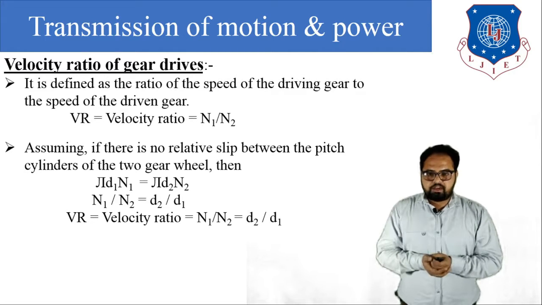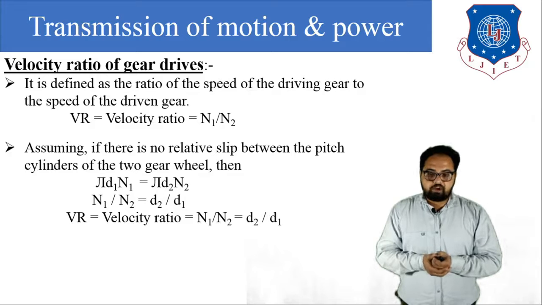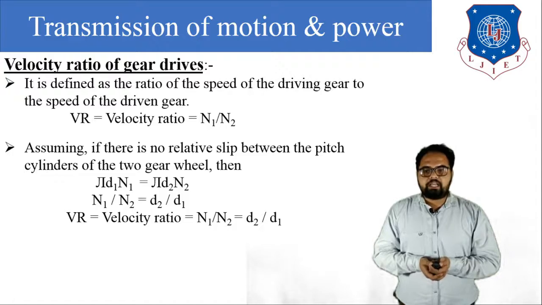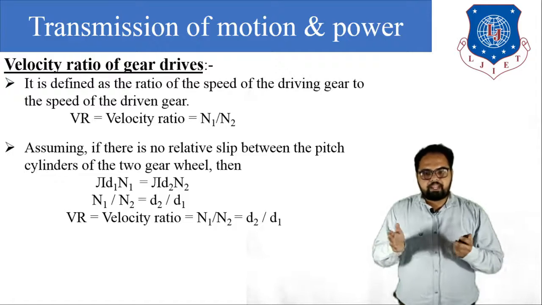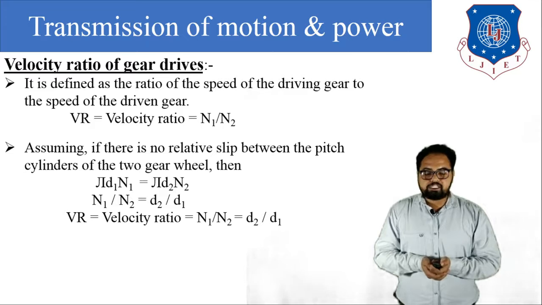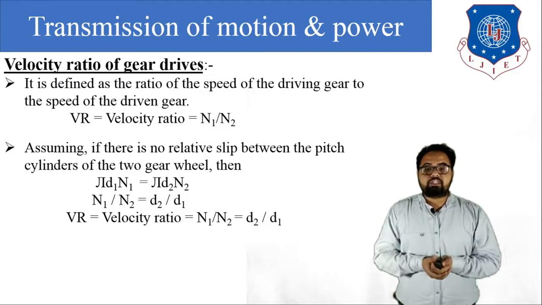If we assume that there is no relative slip between the pitch cylinders of the two gear wheels, then we can write the equation as pi d1 n1 is equal to pi d2 n2. Pi and pi will cancel, so the equation will be n1 by n2 is equal to d2 by d1. So velocity ratio, n1 by n2, is equal to d2 by d1.